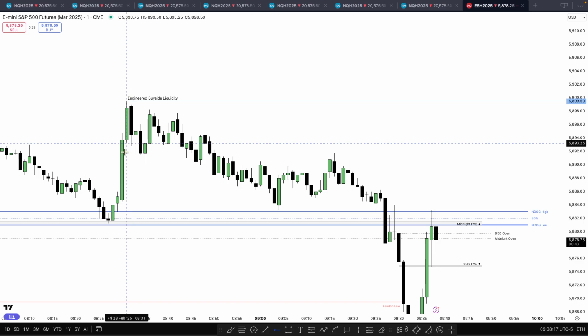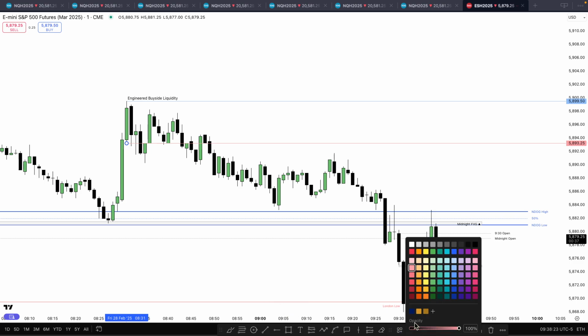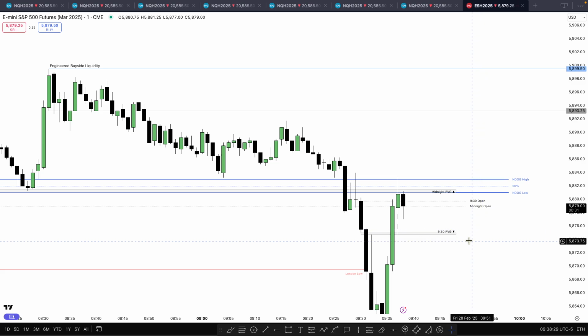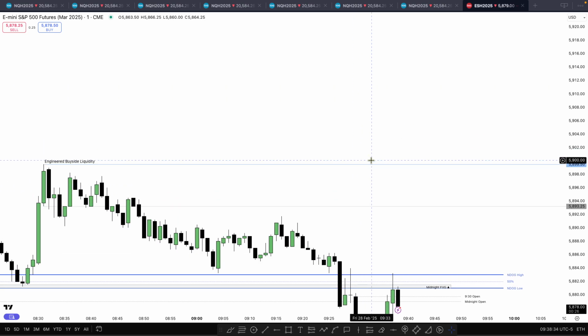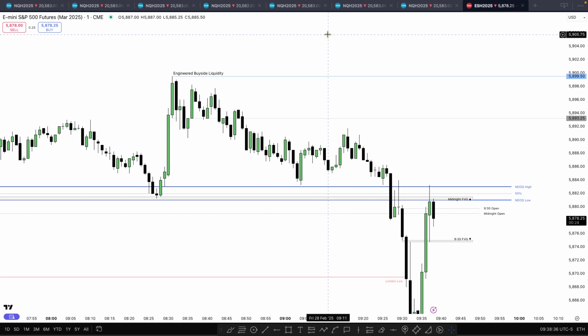What we will just kind of keep an eye on here is, because it's such a large fair value gap, the news fair value gap, I'm just going to draw this in here. If we can reclaim this, if we get up there, does that send us to the buy side here and all the highs?